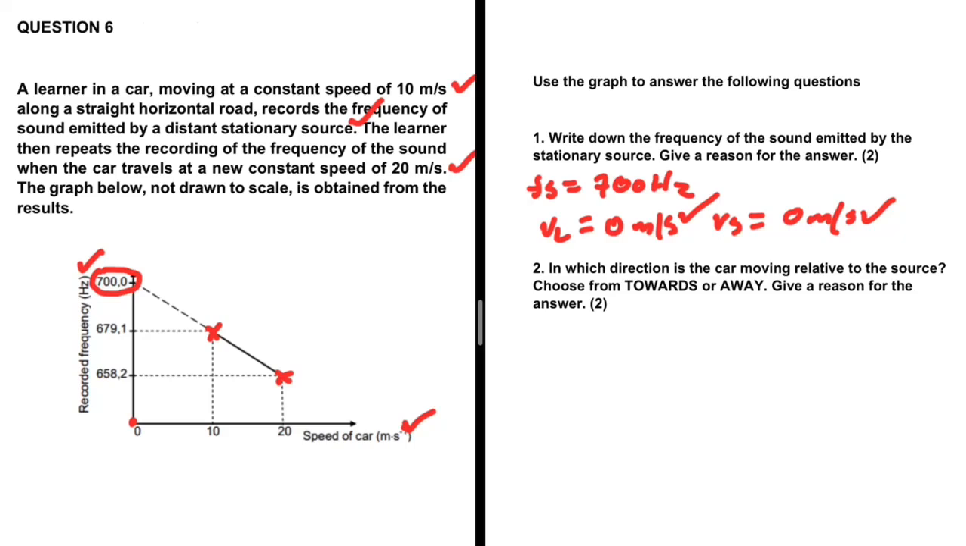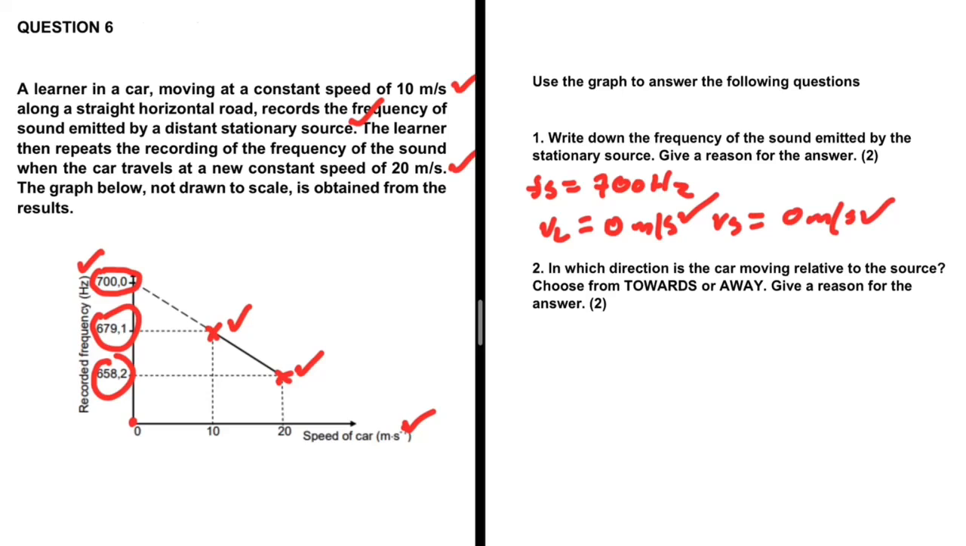Choose from towards or away. Give a reason for the answer. So again, we need to answer this question basing it on the graph that we have. So take a look at this. I'm not sure if you realize, but when the speed of the car is 10 meters per second, the observed frequency is 679 hertz. And then when the speed of the car increases to 20 meters per second, the observed frequency is 658. So as the speed of the car increases, the observed frequency is decreasing.